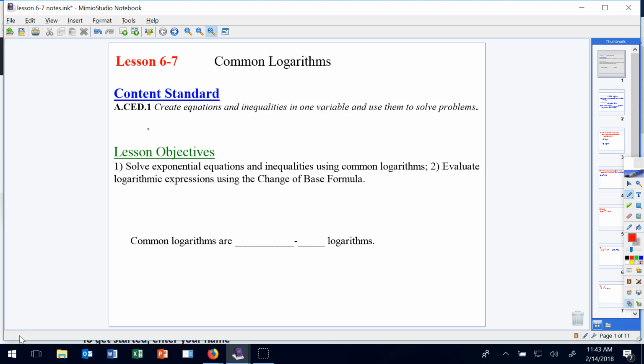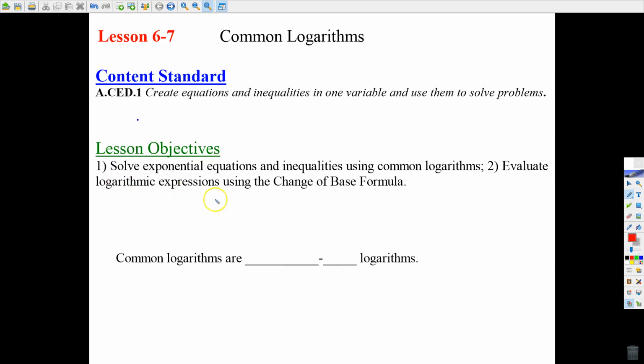All right, we're moving on to lesson 6-7. You can see the title is Common Logs. We mentioned briefly the other day that there is a special logarithm that we don't need to write the base for, and if there is no base showing, it's always understood to be 10, and logs like that are called common logarithms. It's all about the fact that we have a base 10 number system.